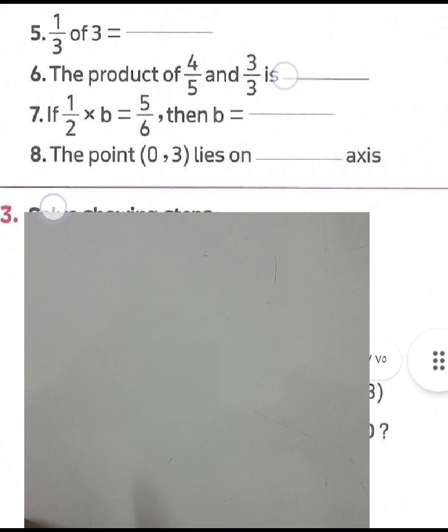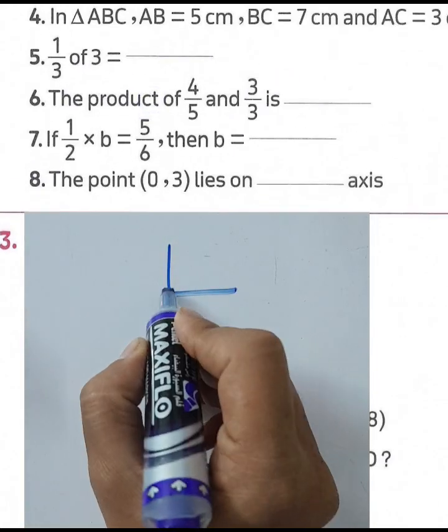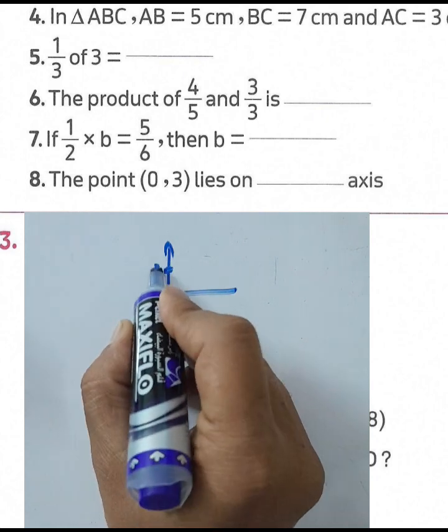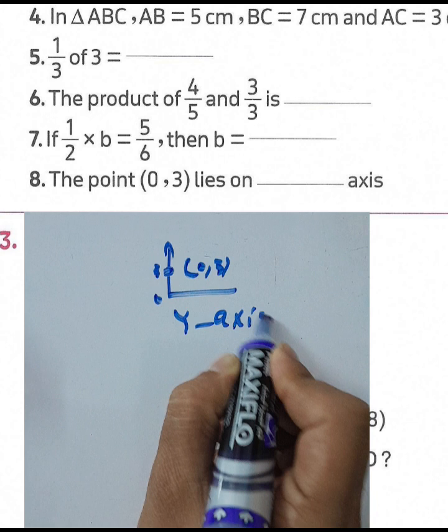The point (0, 3) lies on the y-axis. We have here 0 and 3, this point lies on the y-axis.